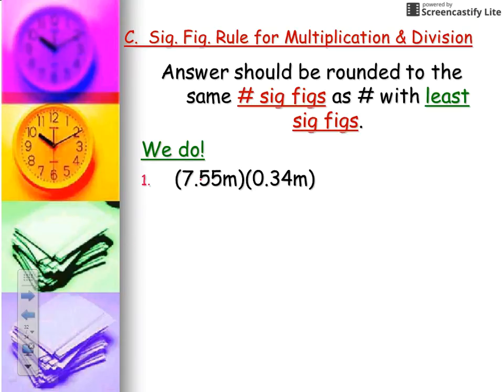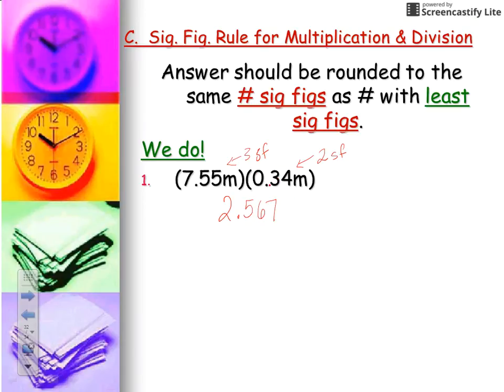So here, the 7.55, it has 3 significant figures. The 0.34 has 2 significant figures because remember, leading zeros do not count. So when you plug this in, you multiply, your calculator is going to tell you they would multiply and give you a product of 2.567.